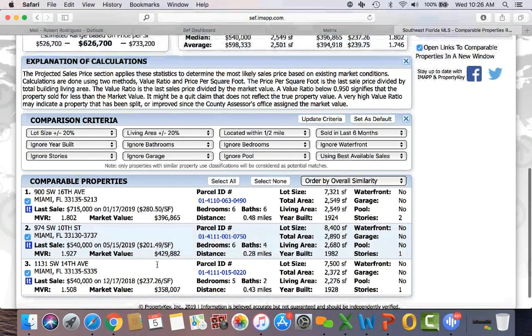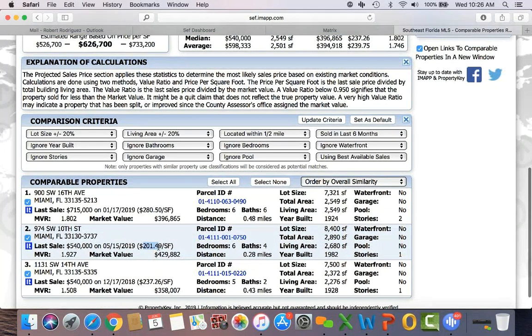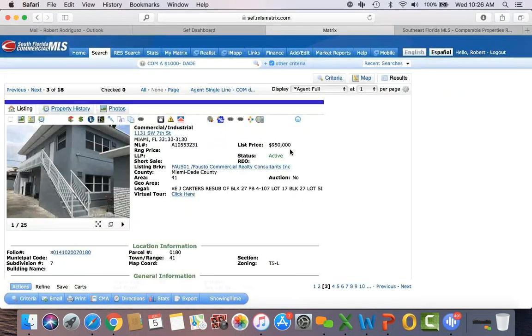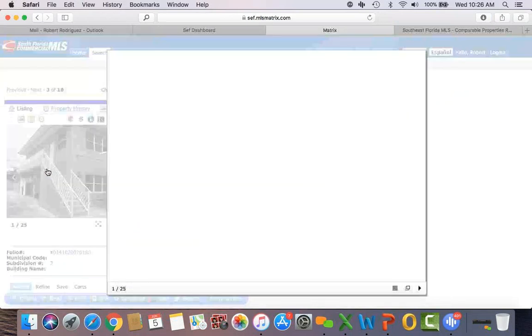and another one at $540,000 that sold for $237. So the low price per square foot of $201 gets you $526,700. The high price per square foot gets you $733,000, and your average gets you $626,000. So based on these three comparables, this subject property is priced way above the market value.